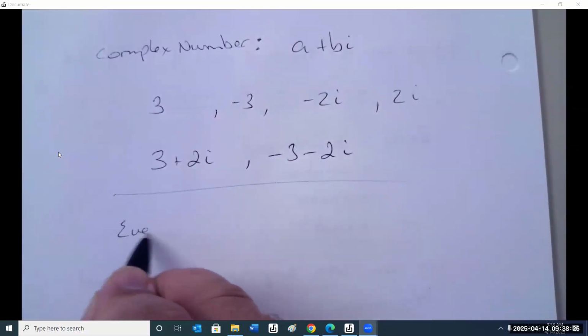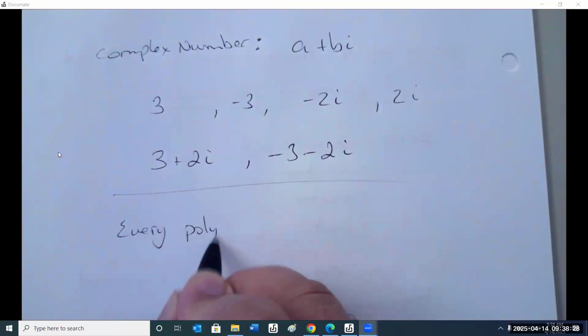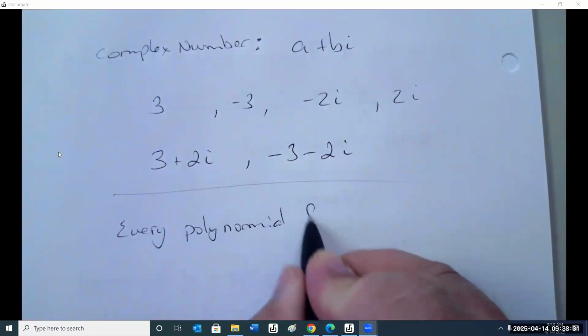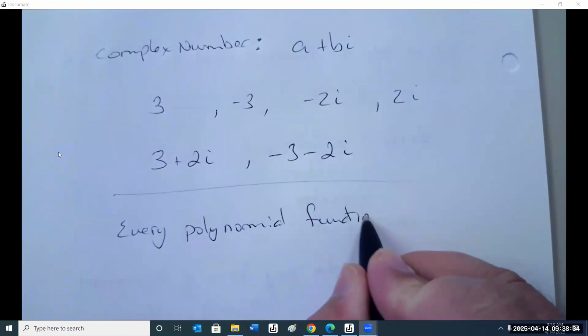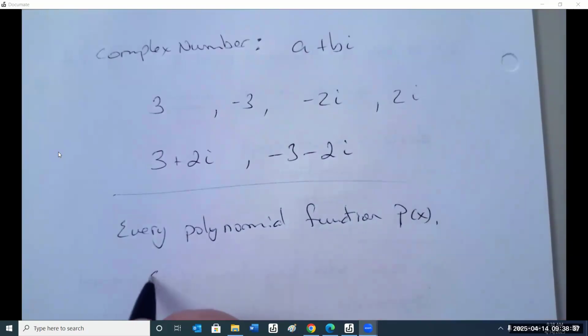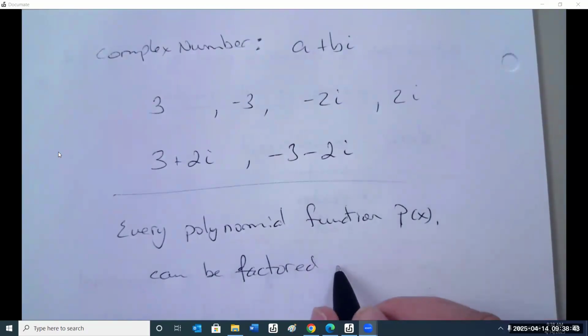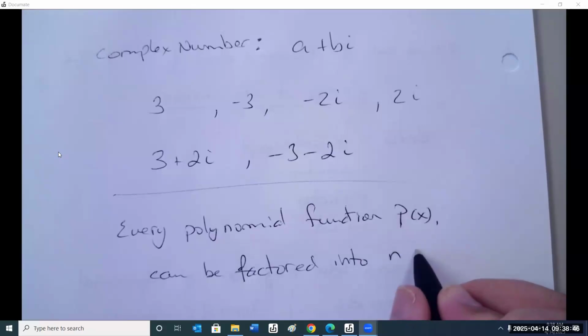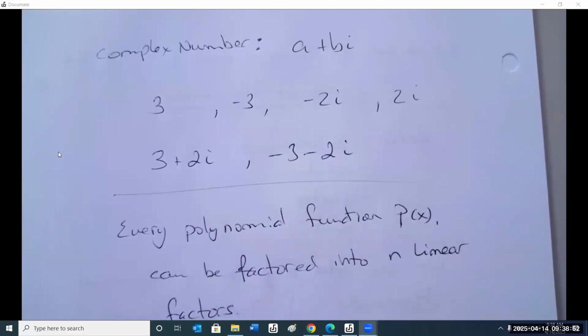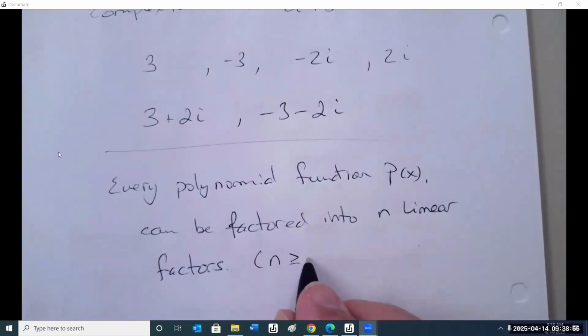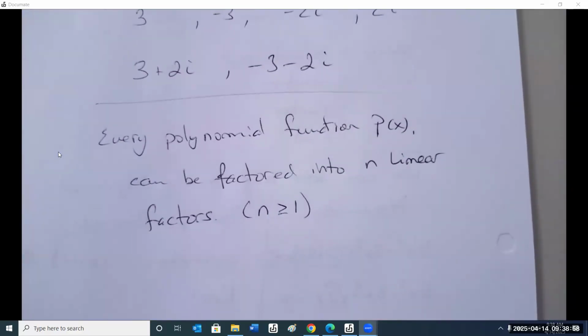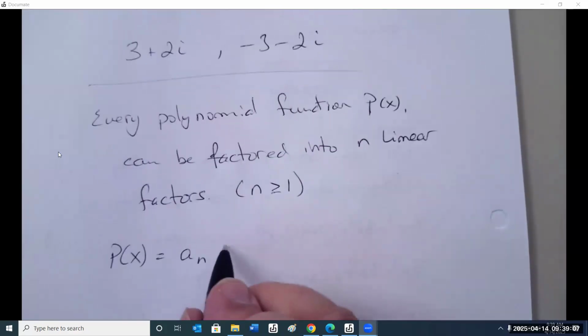So every polynomial function P of X can be factored into n linear factors, with n being greater than or equal to 1. So our polynomial function can have a constant coefficient.